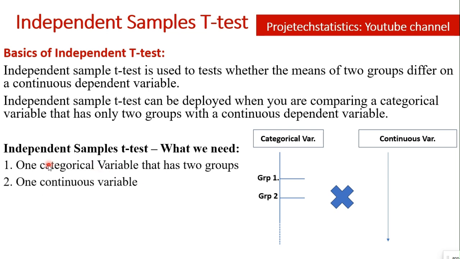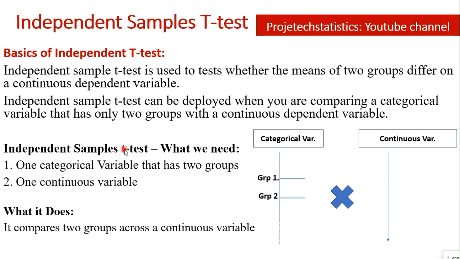So here I said independent sample t-test, what you need. What you really need is one categorical variable that has two groups and a continuous variable for you to deploy independent sample t-test. And what does it do for you? It compares the two groups across the continuous variable to see if their mean score differs.